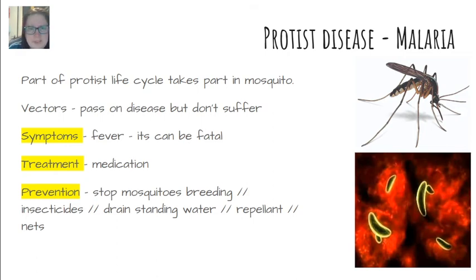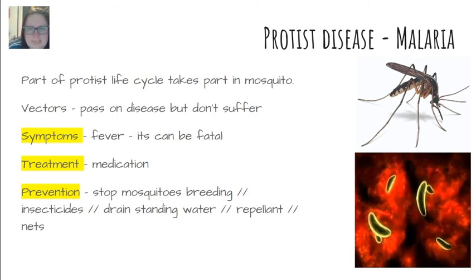So mosquitoes can breed in standing water. So mosquitoes will be prevented from breeding if we remove these water sources. So we can drain ponds and puddles. And if you live in an area that's at risk of malaria, you should make sure that you empty or get rid of any containers on the land that will fill with rainwater.